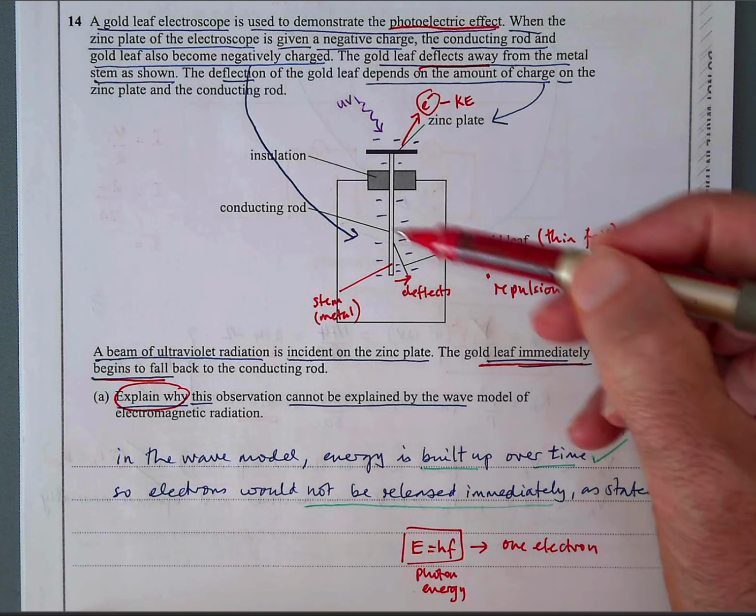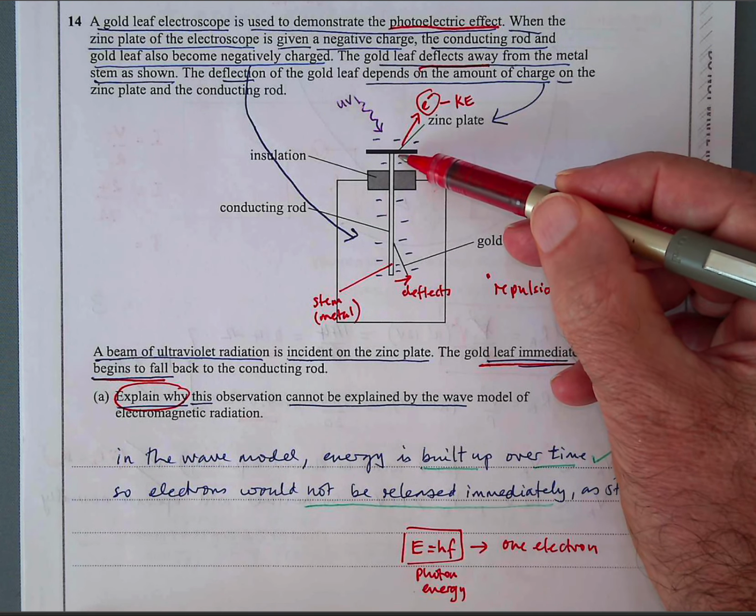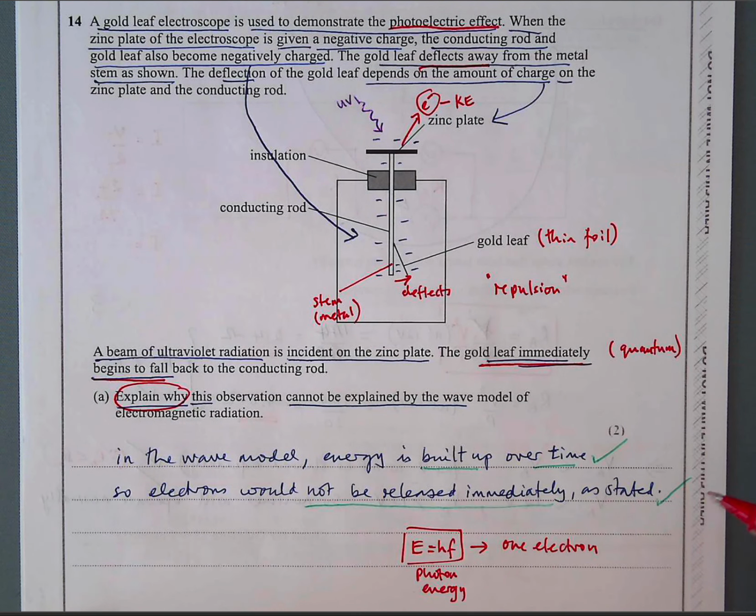Each photon must have enough energy to allow the electrons to escape from the surface of the zinc. If that happens, gradually the electrons will all escape and the object will become neutral. So electrons would not be released immediately if they were using the wave energy. In the photon model, the photon energy all goes to one electron straight away. One photon, one electron.